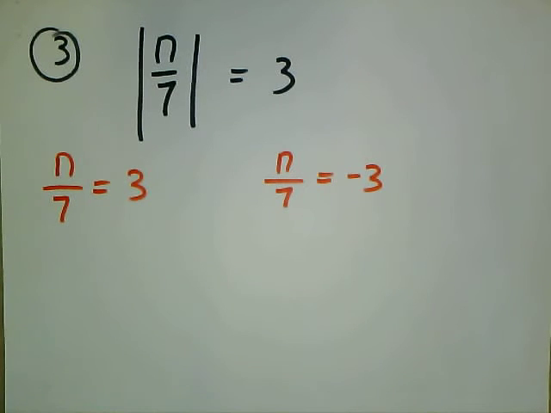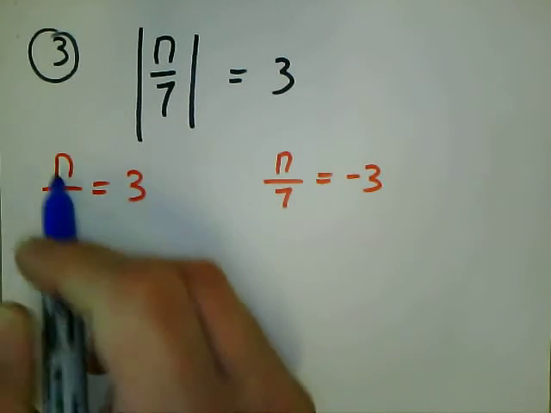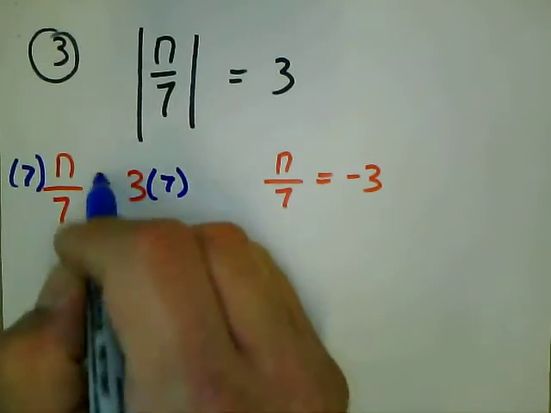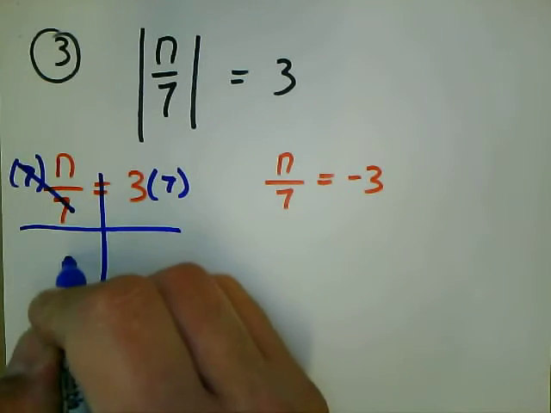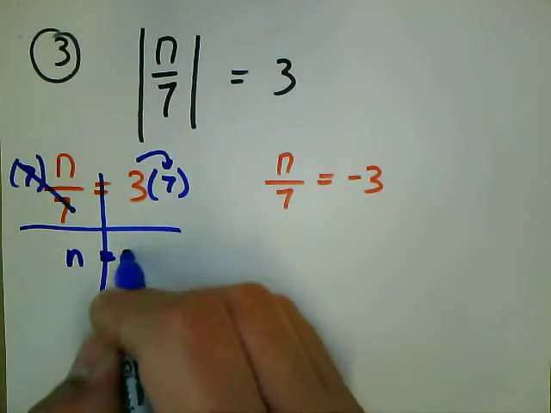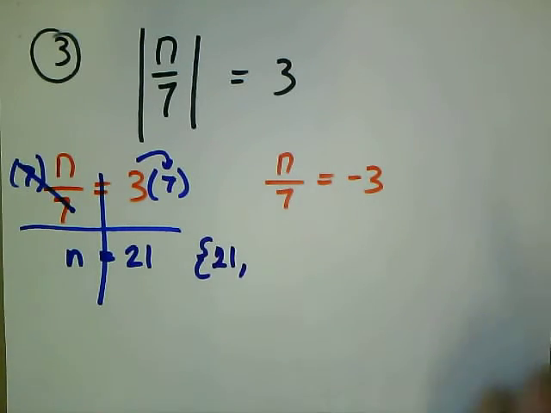So we have n, okay, we can't distribute, can't combine like terms. I'm not gonna go through all that. You know what to do, it's on your sheet, you should be able to do it. But I do see that I have it divided by 7. So the opposite of divided by 7 is multiply by 7. Our opposite operations are gone. n equals 3 times 7 is 21. So our first answer is 21.